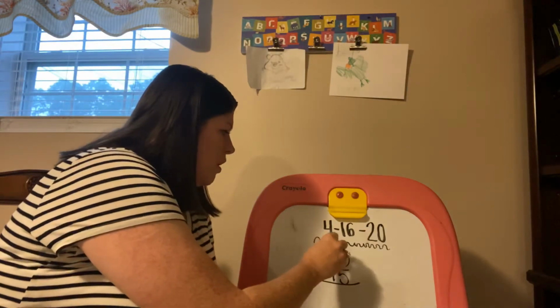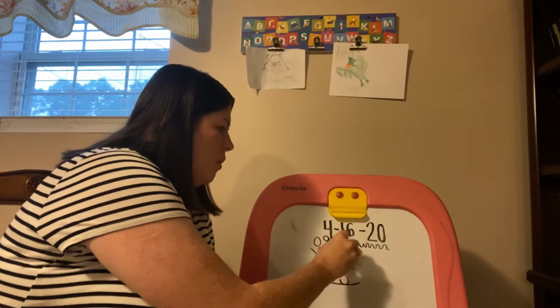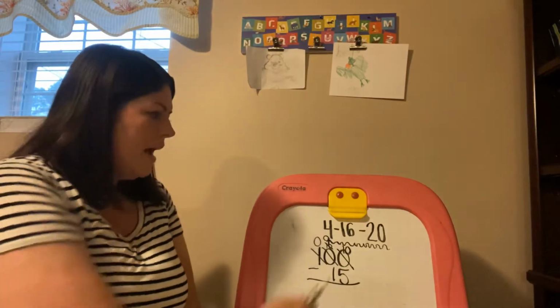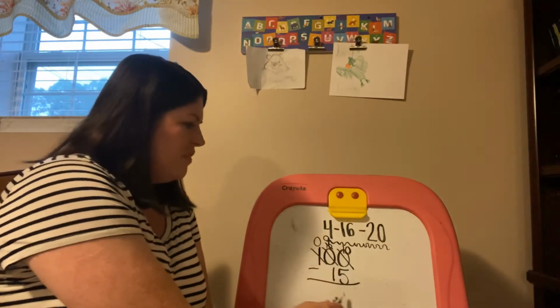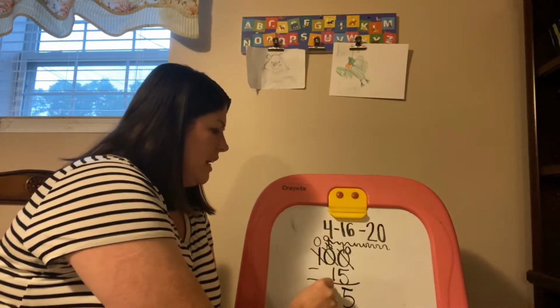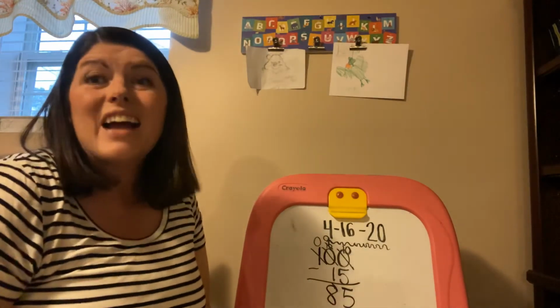So I'm going to borrow 1 from that 10, make it a 9, and then we always give in groups of 10. So now I have 10 minus 5 is 5, and 9 minus 1 is 8. So my answer would be 85 cents.